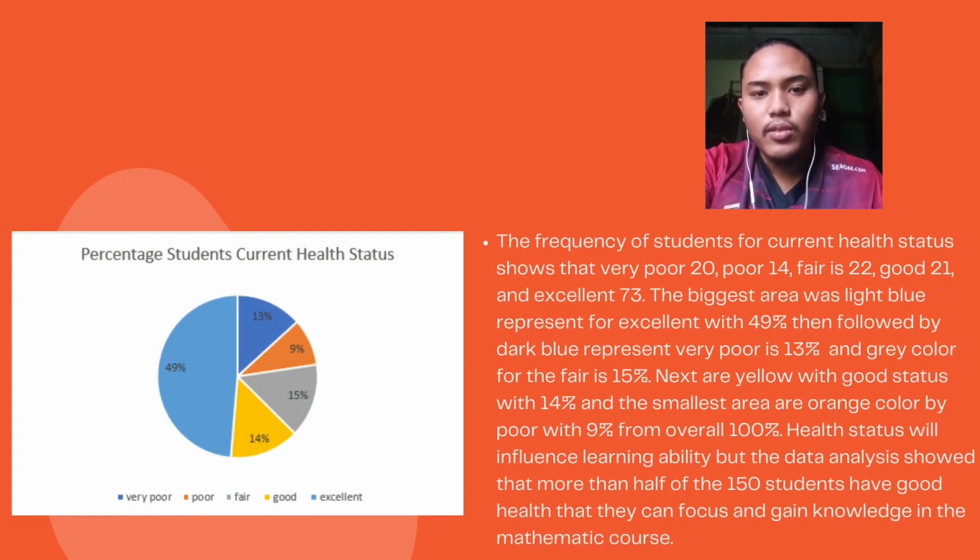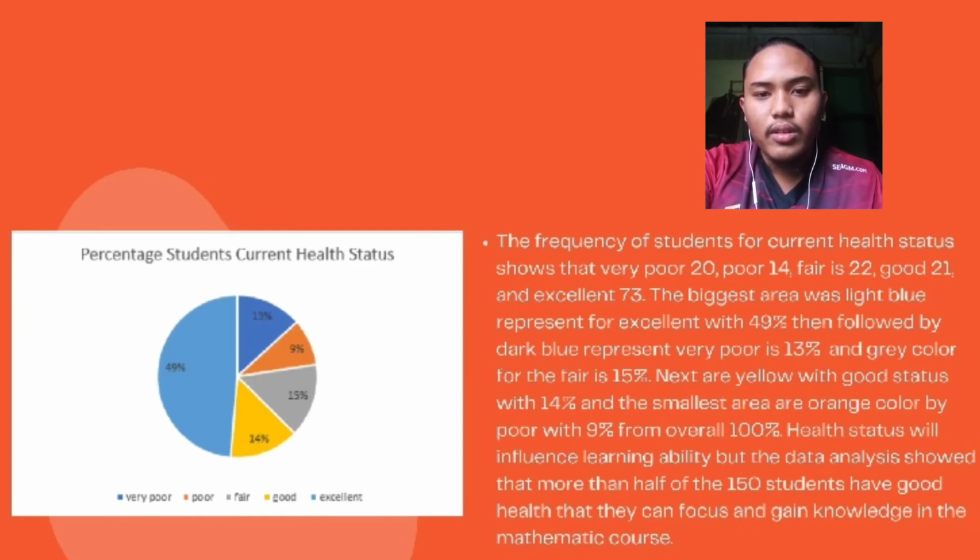The frequency of students for current health status shows that very poor is 20, poor is 14, fair is 22, good is 21, and excellent is 73. Based on figure 3.2.10, the biggest area was light blue representing excellent with 49%, then followed by dark blue representing very poor with 13%, and grey for fair with 15%. Next are yellow for good status with 14%, and the smallest area is orange for poor with 9% of the overall 100%.